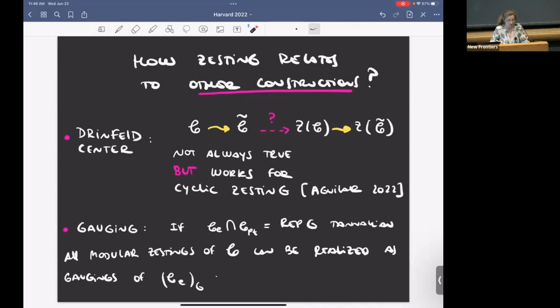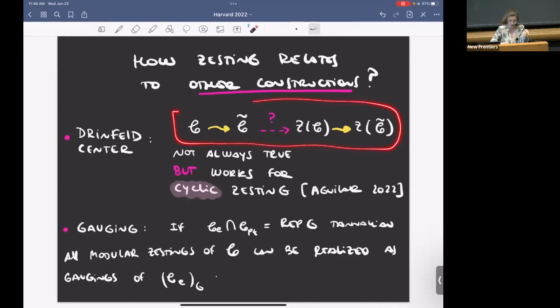Some examples are easy to see that this is not true, because sometimes the original category could be pointed, and if you zest an abelian theory, you stay abelian. But when you zest the original category and take the center, you can get something non-abelian. So it was easy to see that it's not always true. But this case that we were studying was nice because, as I was telling you, it was cyclic. Cyclic means that the labels that I was taking actually were a cyclic group, not just an abelian group. And if you are doing cyclic Zesting, this is always true.